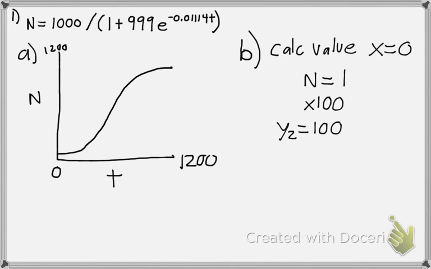So if you let y2 equal 100 and then do a calc intersect, then you should get 422.76 days.